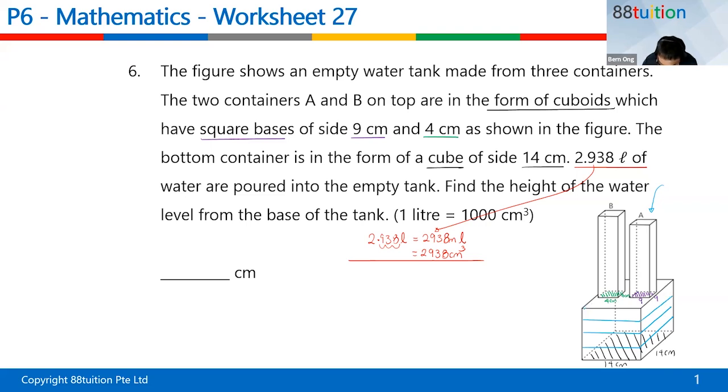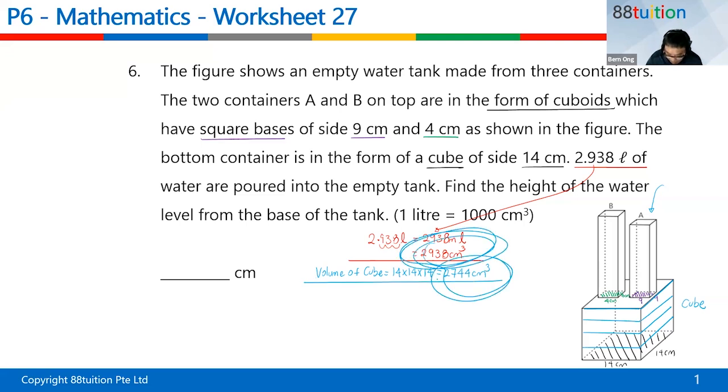So water will fill up to this cube portion first. This is a cube. Can you see or not? So I purposely go and find the volume of cube first. Volume of cube is 14 by 14 times 14, which is equal to what? Let me use my calculator. 14 cubed is 2744 cm cube. Okay, can you do a comparison? I got this amount of water, but my cube is only 2744. Means what?